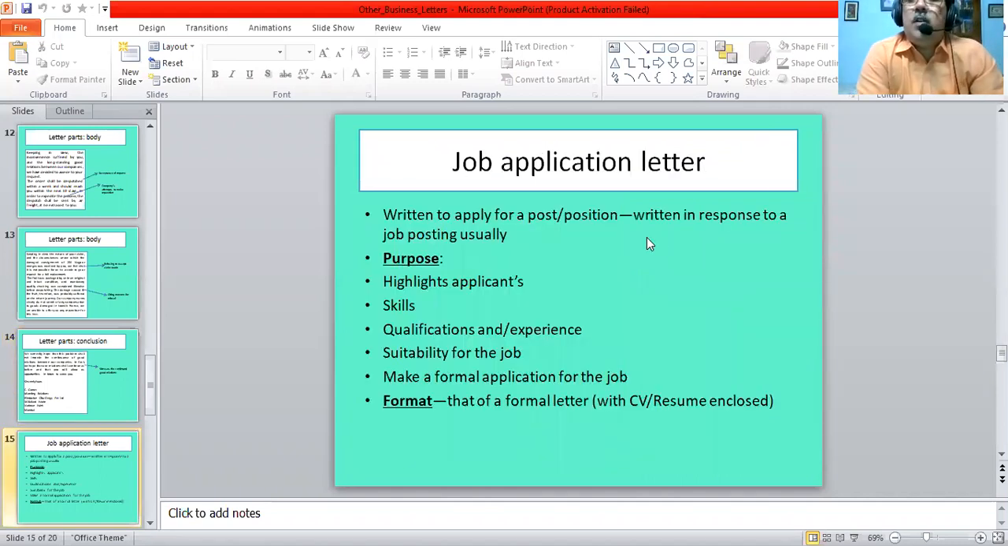Now we shall take a look at the job application letter. Obviously, this is a letter written to apply for a post or position and written in response to a job posting. The purpose is to highlight the applicant's skills, qualifications, experience, suitability for the job, and to make a formal application for the job. The format is that of the official or formal letter with a CV or resume enclosed with it.